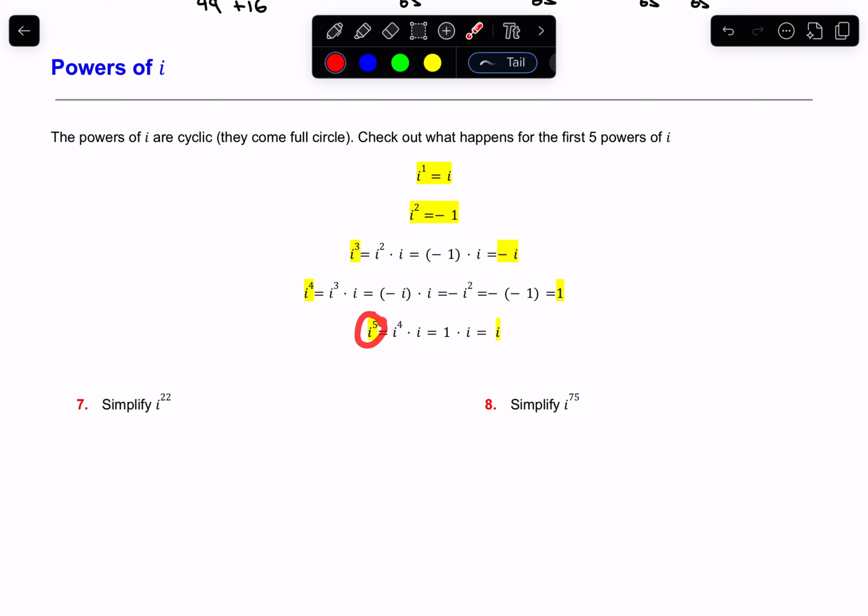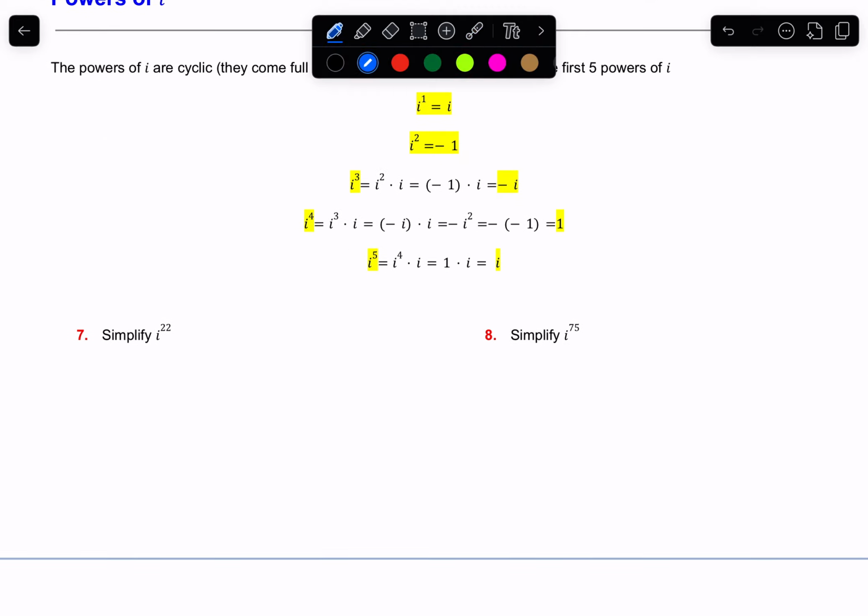And then if we keep going, i to the 5th is i to the 4th times i, but i to the 4th is just 1. So 1 times i is just i, and notice that means we're back to where we started. So i to the 5th is the same as i to the 1st. And that pattern will keep going every 4 you repeat yourself. So what this means is that we can simplify large exponents on i's by just dividing by 4 and seeing what the remainder is. So for example, in number 7 here, i to the 22nd is going to be equivalent to i squared. Now, why do I know that?